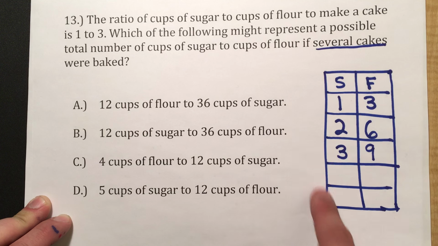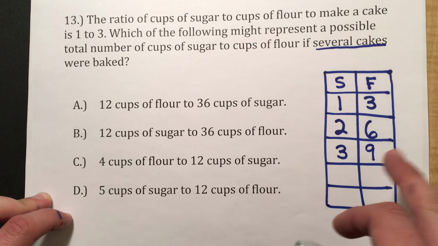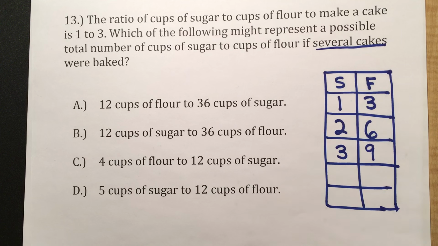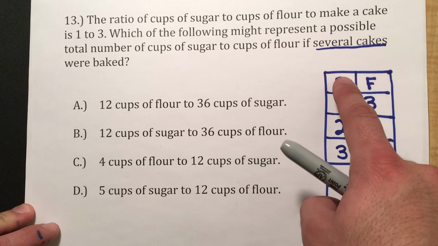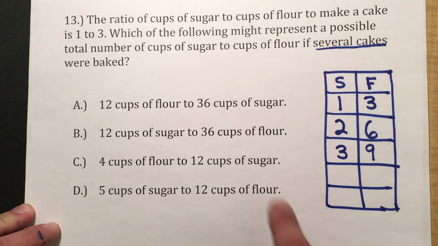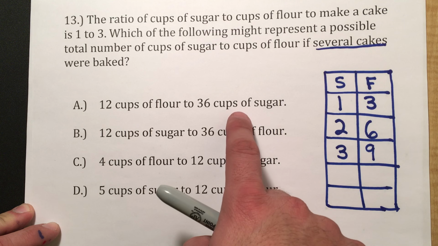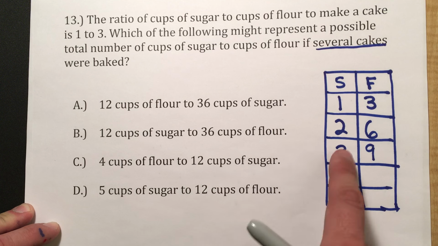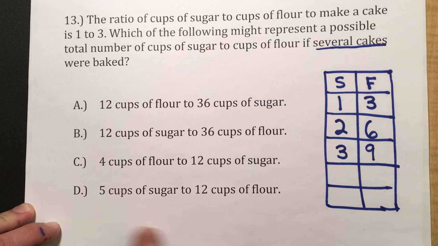Now this might take us a very long time, and usually on your test they're going to give you numbers that are really big. So I'm going to show you a strategy, a different way of solving this instead of the table. Now if you're comfortable with the table, you keep on going, go all the way until you have 12 cups of sugar, or 36 cups of sugar, or 5 cups of sugar, and see if you can match any of them to these answers here.